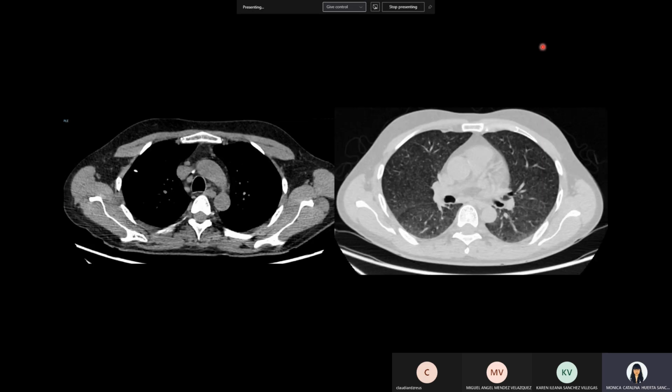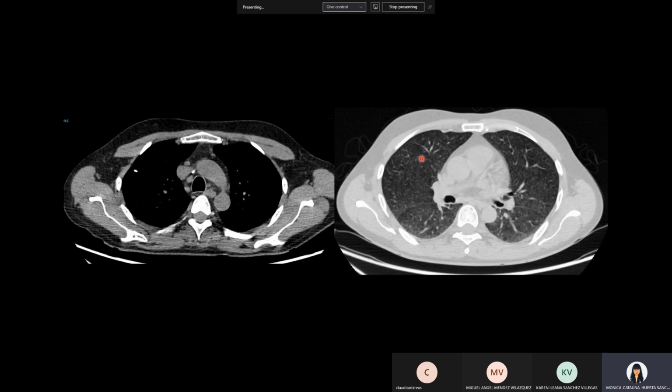This patient also had a thorax CT done, a non-enhanced CT thorax. Here we have two axial CT scans, the one to the right with a lung window and the one to the left with a soft tissue window. The one to the right shows profuse bilateral pulmonary micronodules with a random distribution, producing a miliary pattern, as well as a calcified right lower paratracheal lymph node located here.